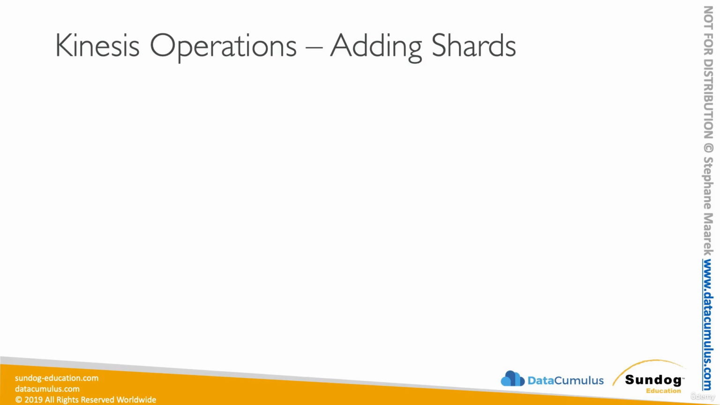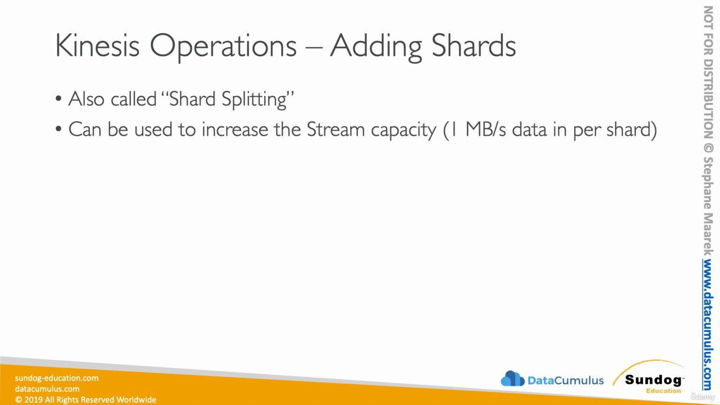From an exam and real world perspective, it's really important to understand how you can scale Kinesis. So the first operation you can do is to add shards. And adding shards in the Kinesis world is called shard splitting, and we'll see why in a second. It can be used to basically increase the stream capacity.